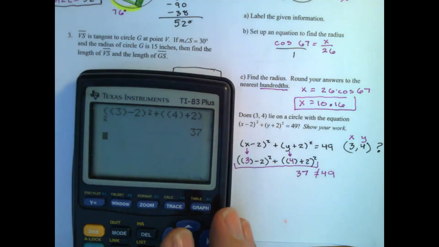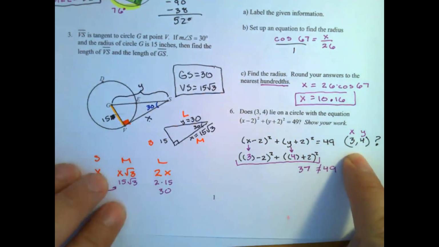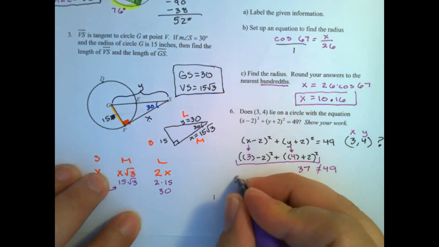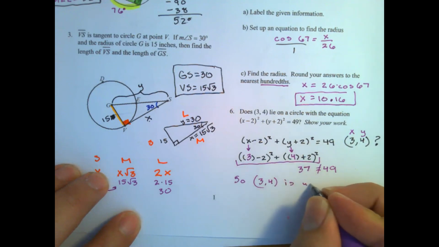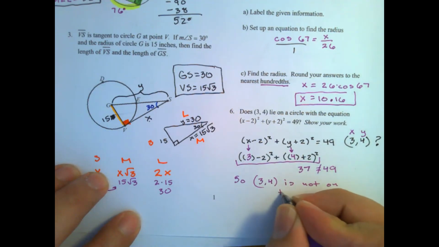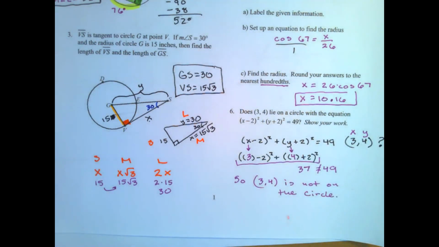So when on the test, if they say, find me the point that lies on the circle, this would not be it. So 3, 4, that point is not on the circle. If it were on the circle, it would have said 49 equals 49, but it didn't. So it just didn't work out this time. All right, let's go on to the other side.